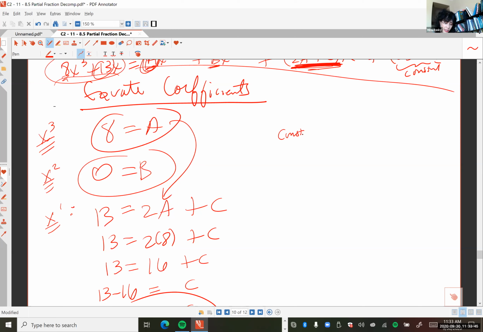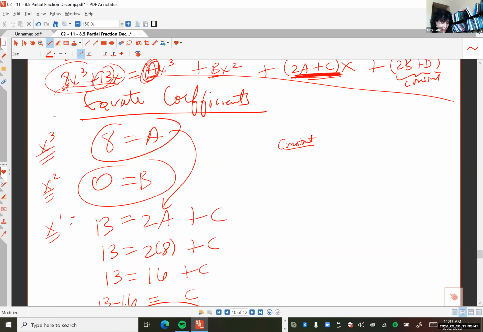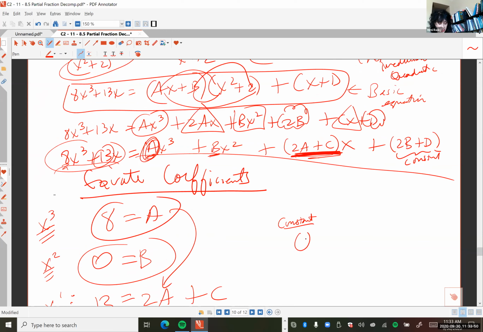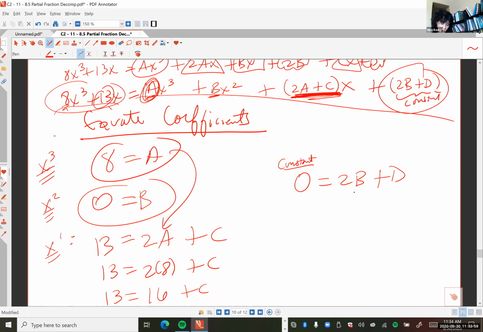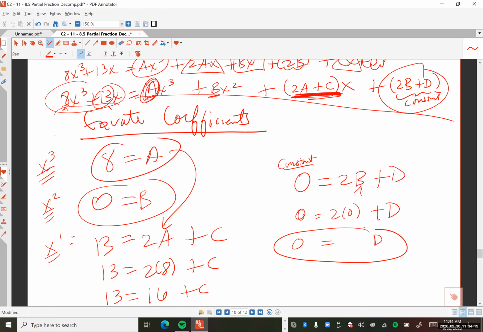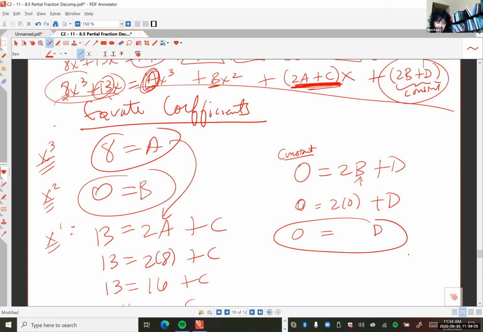So now let's look at constant terms. Well, on the left-hand side polynomial, there is no constant term, which means it is a big fat 0. And on the right-hand side, you have 2b plus d. But wait a minute, didn't I already get b? What was b? 0. So substitute a 0 in place of b, and now solve this for d. But wait a minute, that means d is also equal to zero. Can that happen? Not only yes, but hell yes, it can happen.